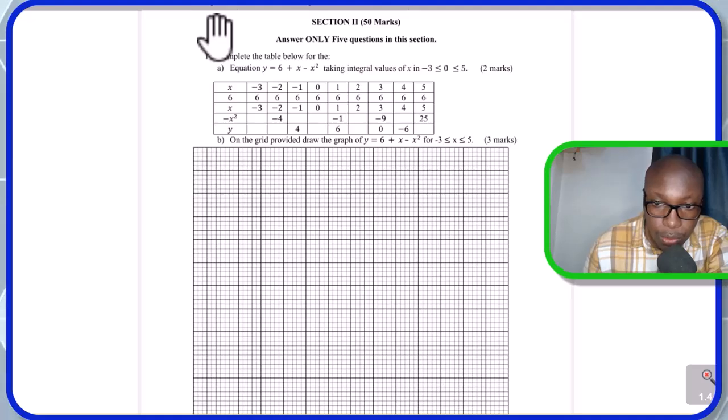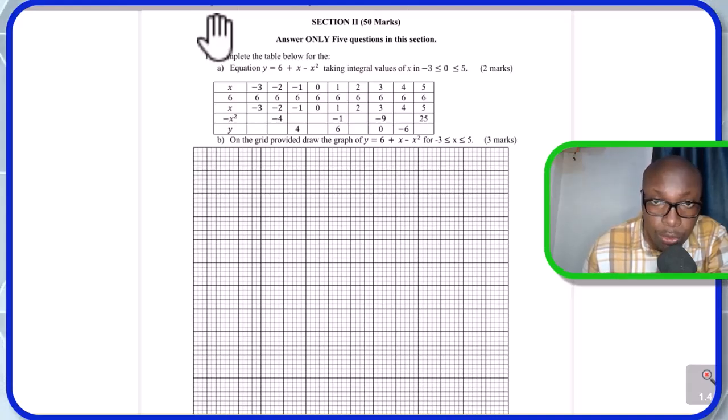Section 2, question number 17. Complete the table below for A, the equation y is equal to 6 plus x minus x squared, taking the integral values of x in the range that is given from -3 to 5. So we fill this table.